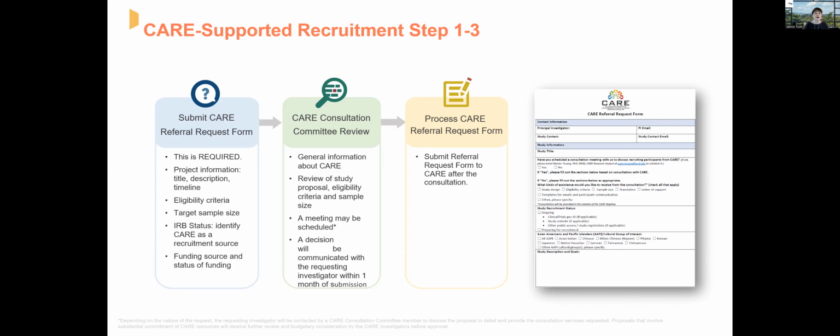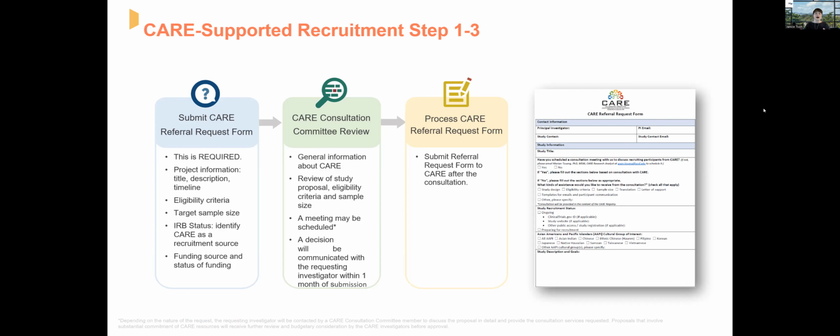Importantly, we also need to know about your IRB status and, particularly, identifying CARE as a recruitment source. We also would like to ask about funding source and the status of funding. And certainly we welcome studies that are proposing to utilize CARE supported recruitment in the development or even conceptual stage, including application to grants as well, to grant proposal.